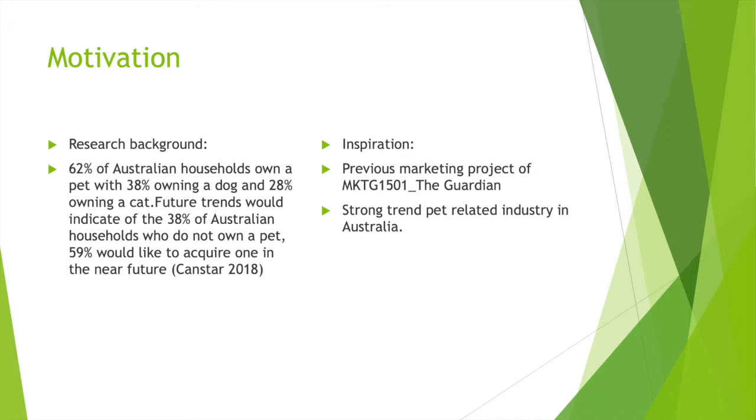Firstly, it's about our motivation. The background research shows that 62% of Australian households own a pet, and this percentage will keep increasing in the future. The pet industry is a pretty strong chain industry in Australia.